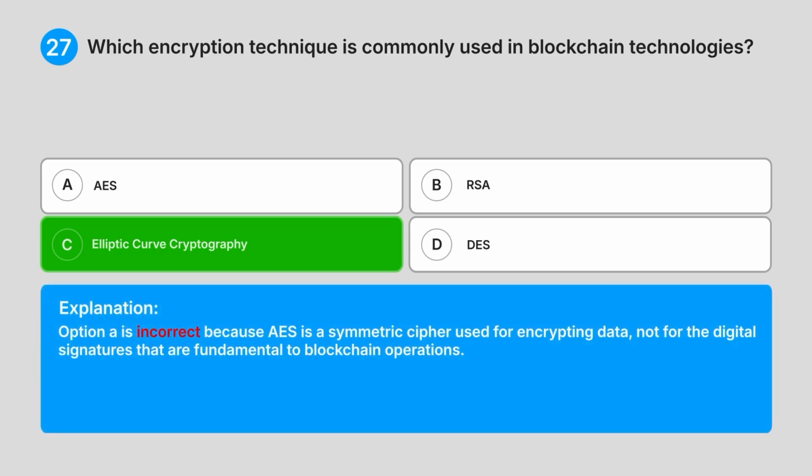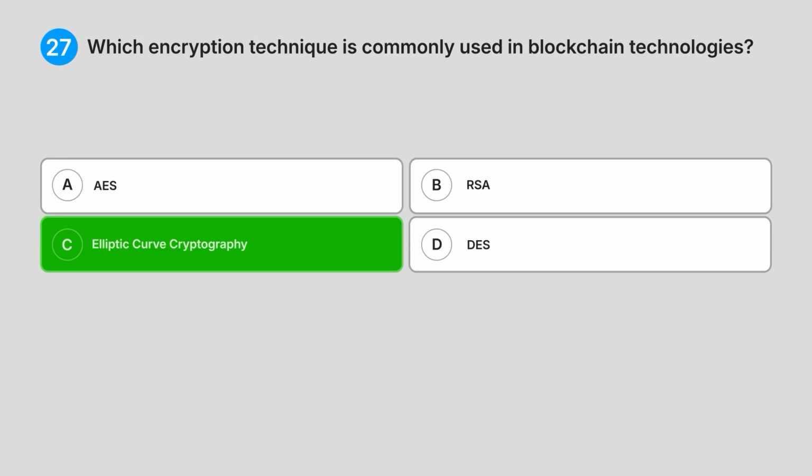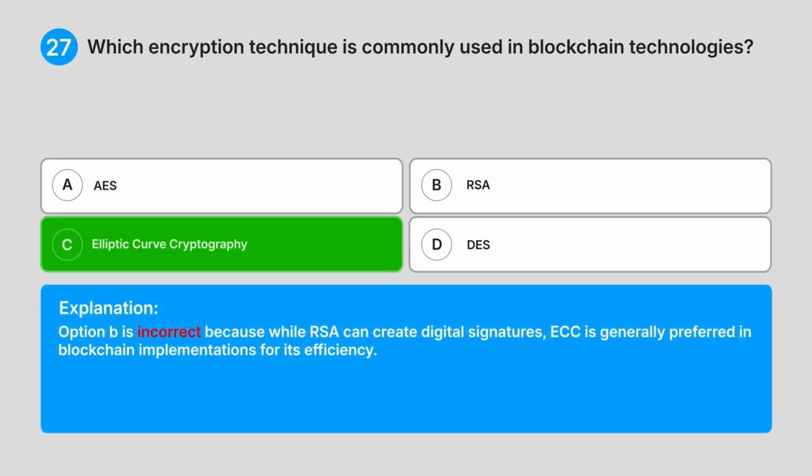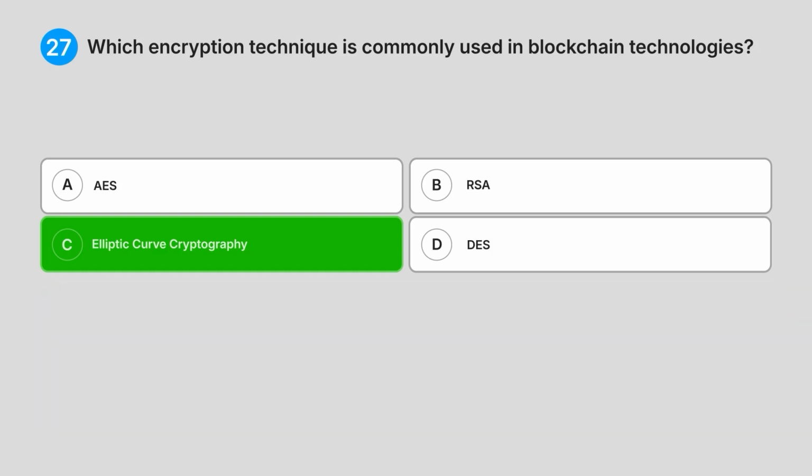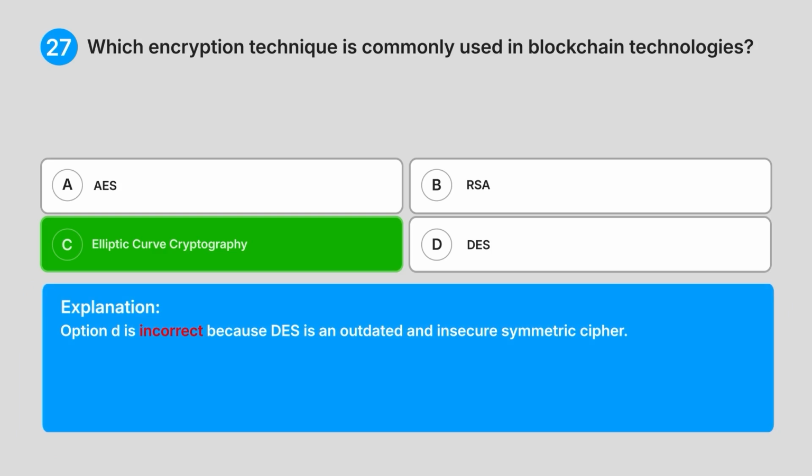Option A is incorrect because AES is a symmetric cipher used for encrypting data, not for the digital signatures that are fundamental to blockchain operations. Option B is incorrect because while RSA can create digital signatures, ECC is generally preferred in blockchain implementations for its efficiency. Option D is incorrect because DES is an outdated and insecure symmetric cipher.